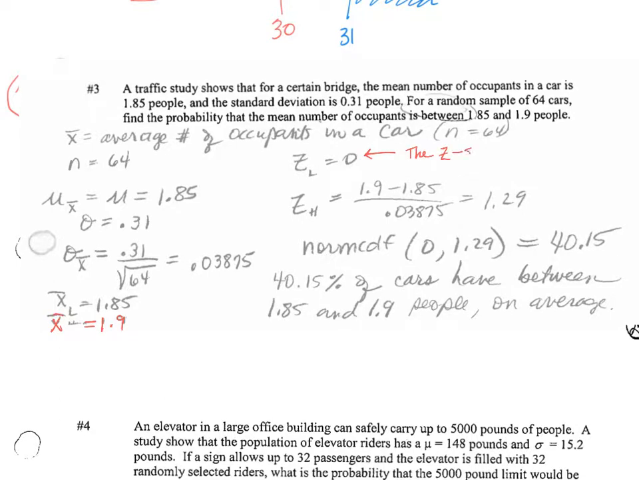Because the z-score for 1.85 is 0 since it is the mean. And it's asking between 2 things. So you have 2 x bars. Right. You got to do both z-scores. The z-score for the lower one is 0 because it is the mean. The z-score for the upper one is why I put the 1.9 right here. This is the mean.